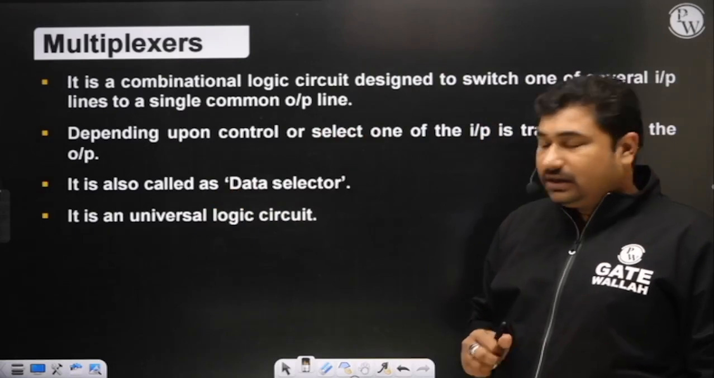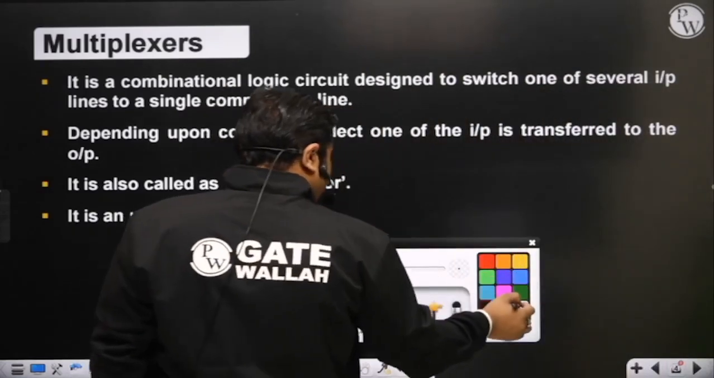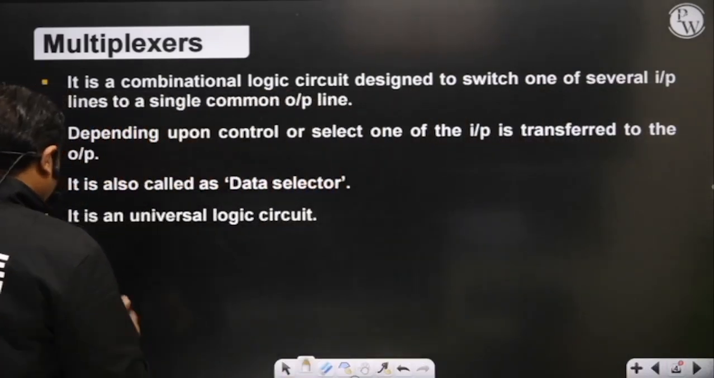A multiplexer is a universal logic circuit. You need to remember this. A multiplexer is a universal logic circuit.